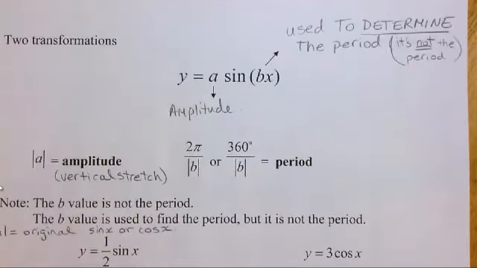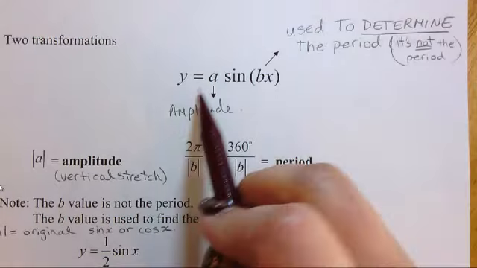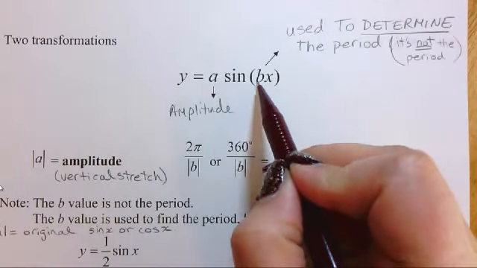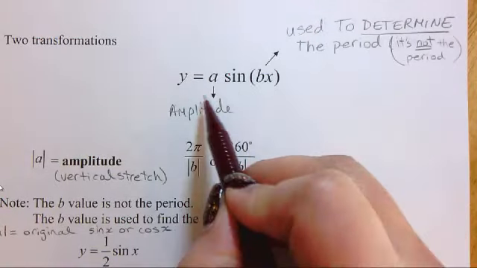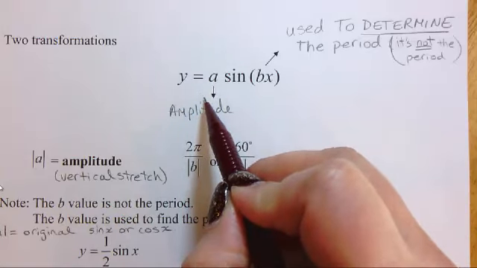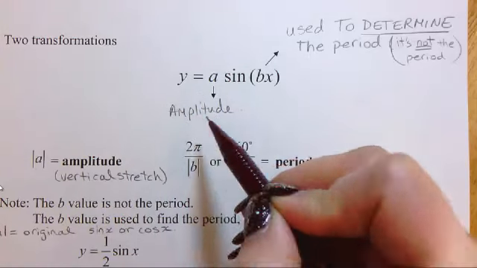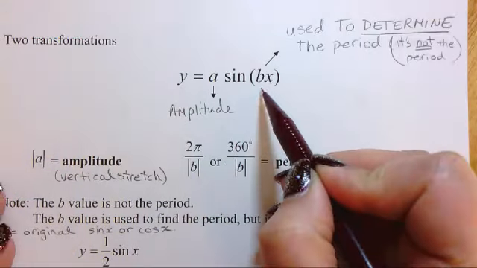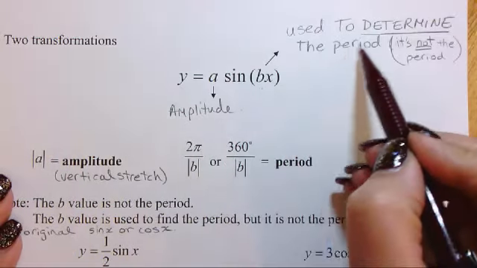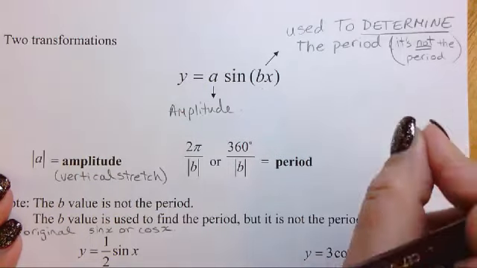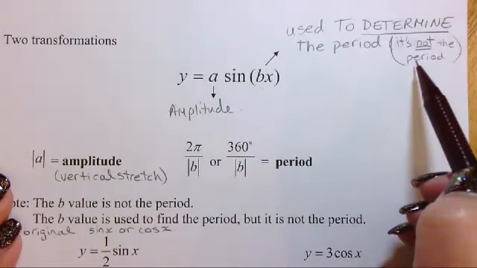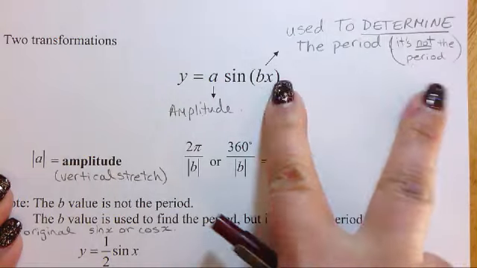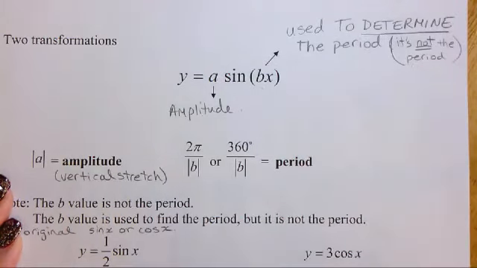All right, so the next page, we've got our transformation. We're just going to do the amplitude and this B, the A and the B. The A helps us decide what the amplitude is, and that's the vertical stretch. So it's how tall it is, like this. And then this B is used to determine the period, but be careful, it is not the actual period. It tells you how wide or narrow our functions are going to end up.